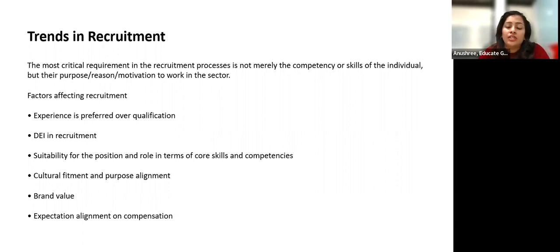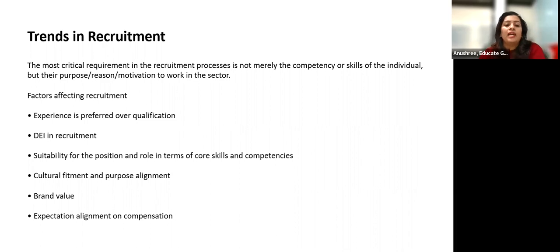Diversity, equity and inclusion in recruitment. Most of the social sector organizations are working towards gender diversity or various other inclusive patterns. So it is important to have that in the recruitment process as well. Many organizations focus on this aspect in their recruitment process itself.